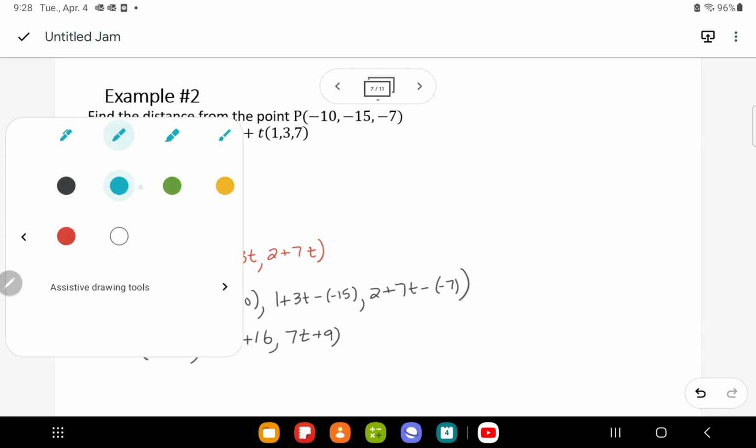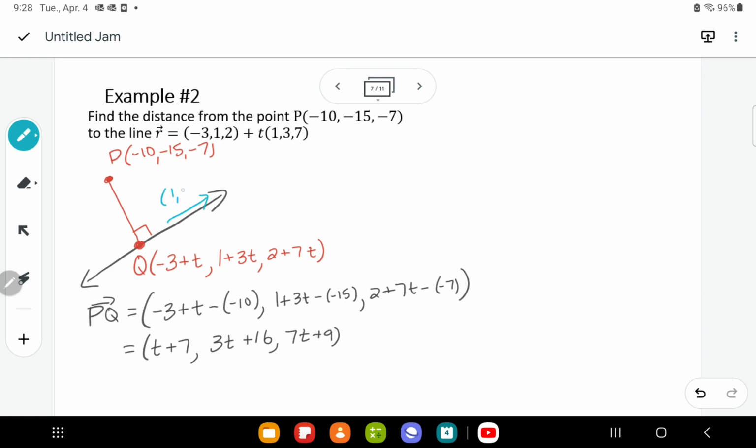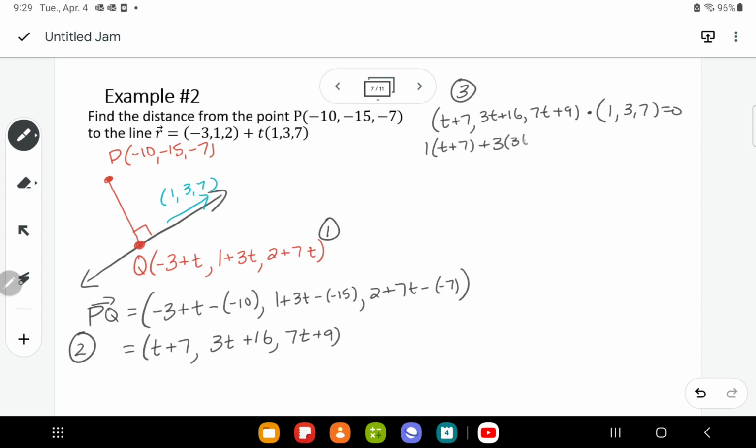Now I know that vector PQ has to be perpendicular to the direction vector of the line, which is 1, 3, 7. So here, step 1, remember, was to create your point Q. Step 2 was to find vector PQ. Step 3, we said, is to find t by making that dot product equal 0. So I'm going to say (t plus 7, 3t plus 16, 7t plus 9) dot (1, 3, 7) equals 0. And then I'm going to solve for t. So 1 times t plus 7, plus 3 times 3t plus 16, plus 7 times 7t plus 9 equals 0. And just keep going here.